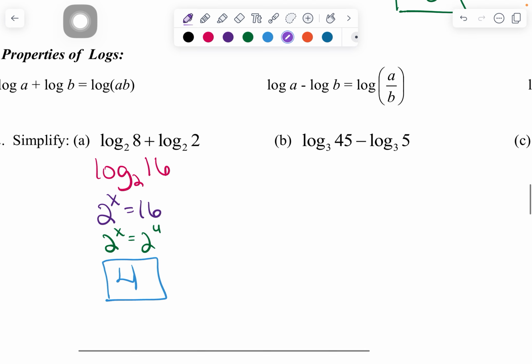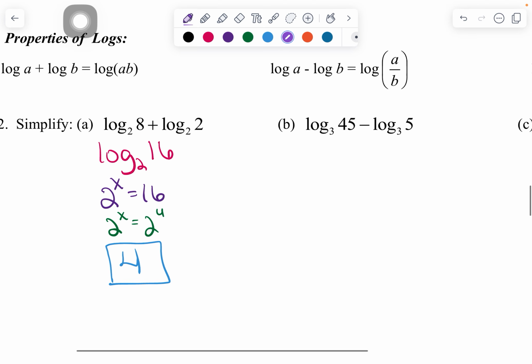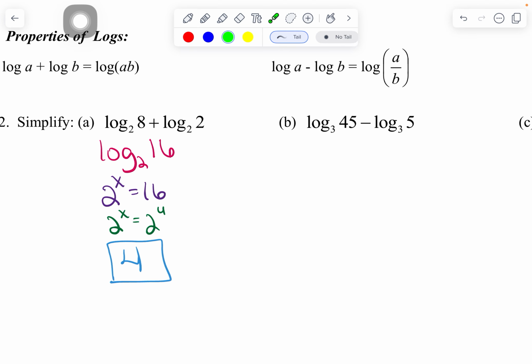All right, part B here, let's do the same thing. If I look at the original setup, log base 3 of 45, I can't figure that out. 3 to some power is equal to 45. No, I don't know what that is. And definitely 3 to some power is 5. Definitely not. But let's condense it. All right, let's clarify this. Let's condense it down.